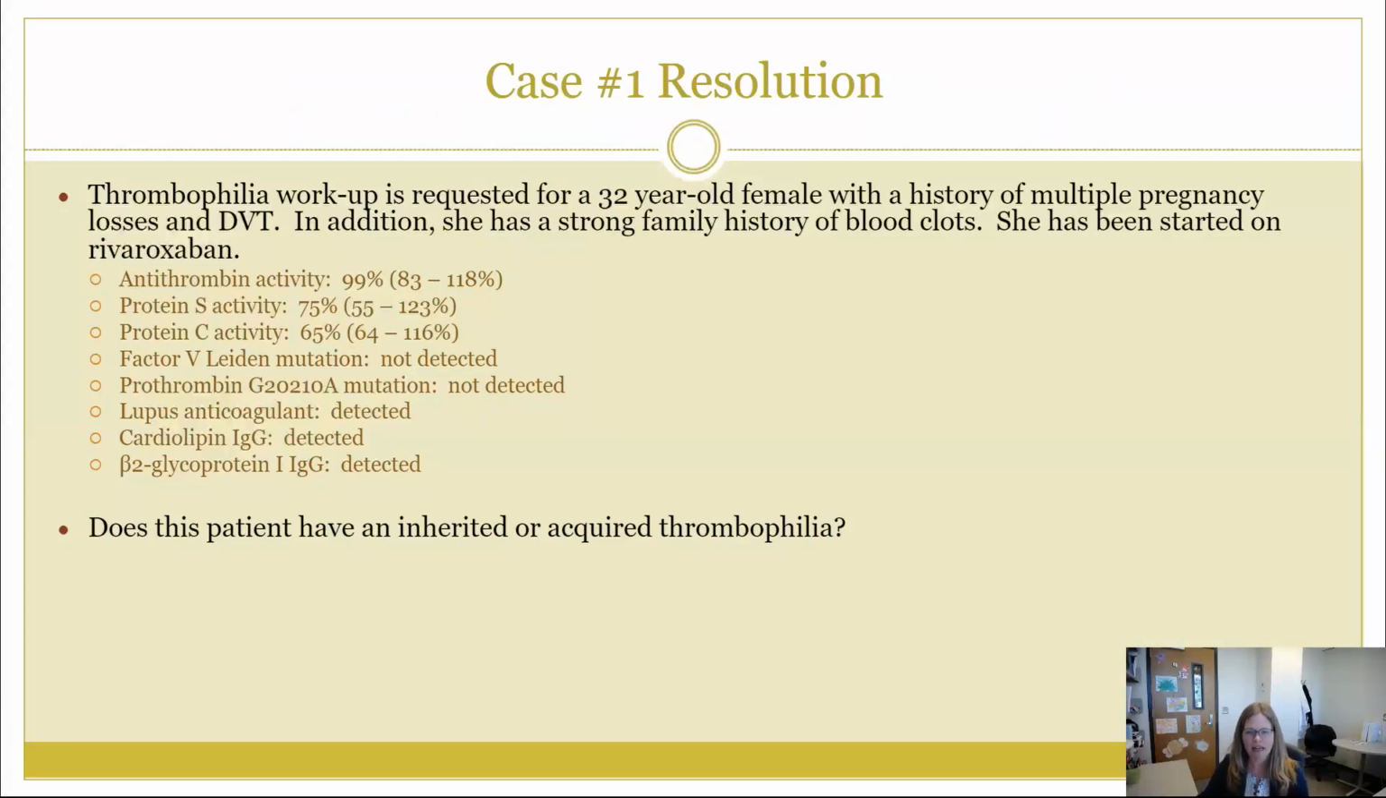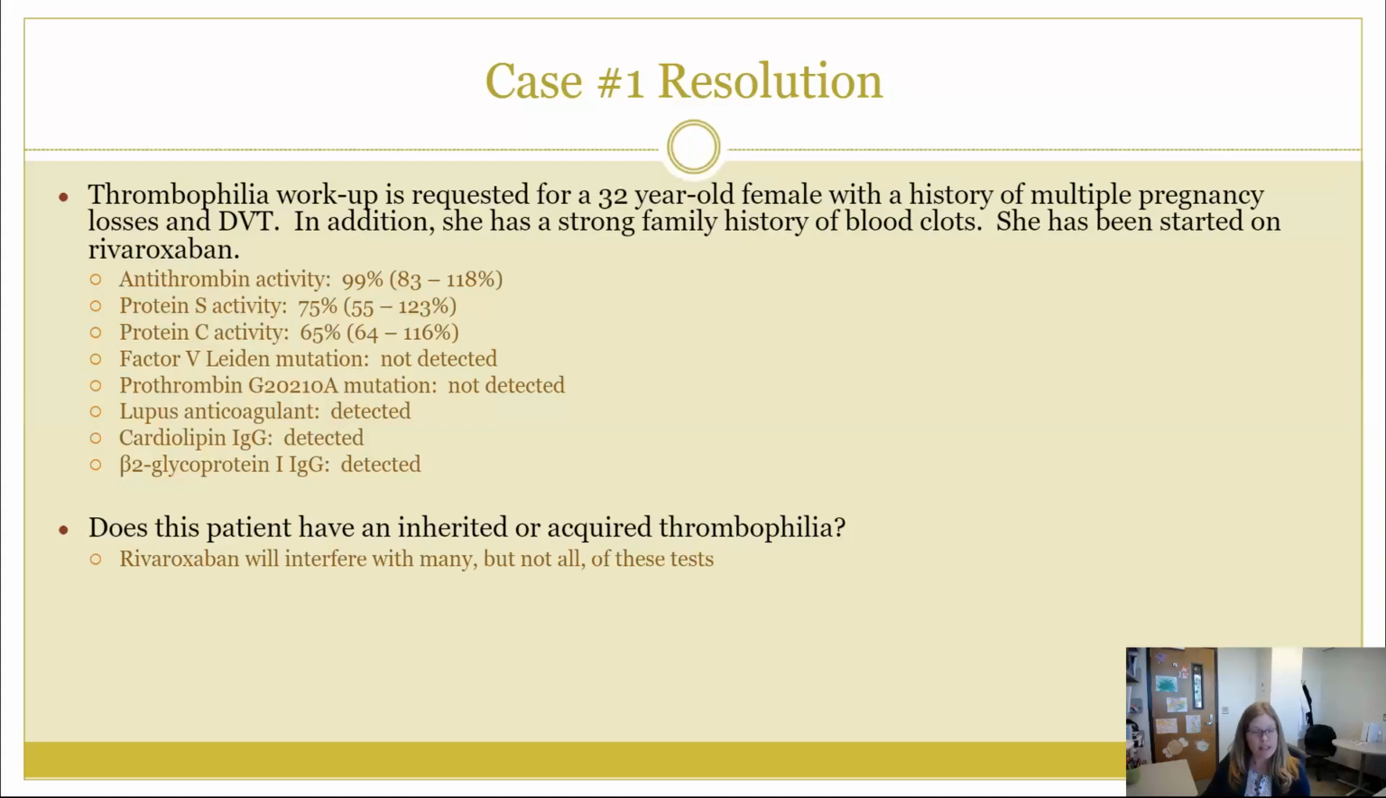Okay, coming back to our case. So this was our case of a young woman who's had multiple pregnancy losses and DVT with a strong family history of blood clots. So we have all this testing that has been performed, and the question comes to you: does this patient have an inherited or acquired thrombophilia?